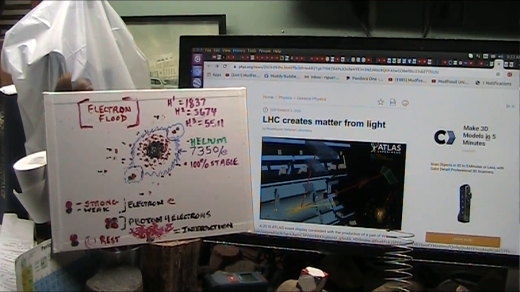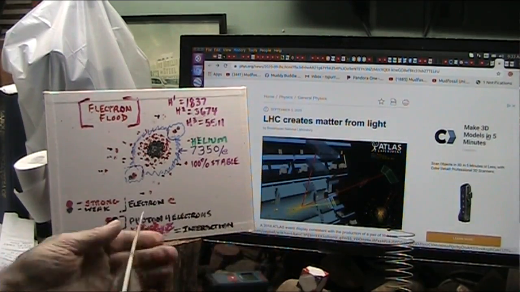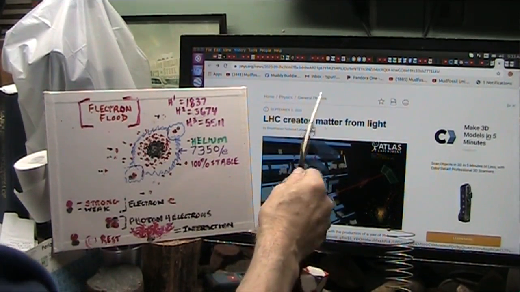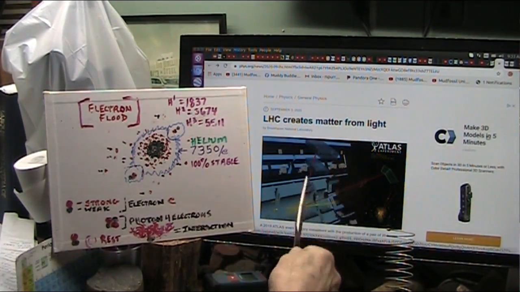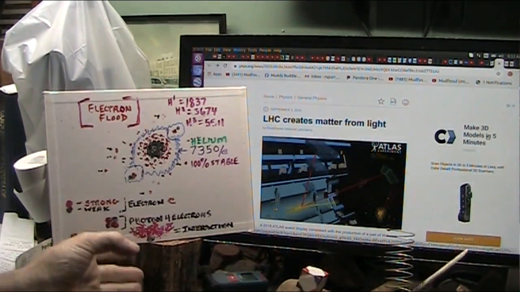Okay, my friends, Roger once again. I'm going to make this extremely simple. CERN is completely wrong. They did not create matter from light. Light is matter. Einstein was totally wrong.